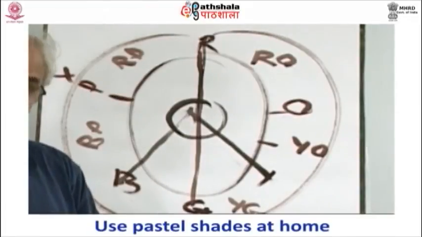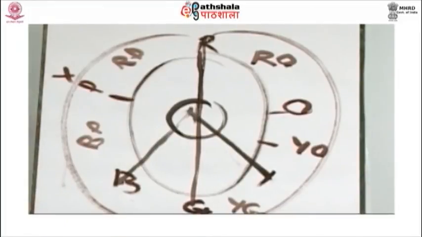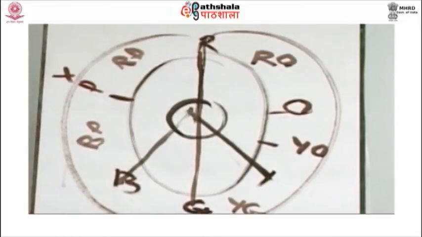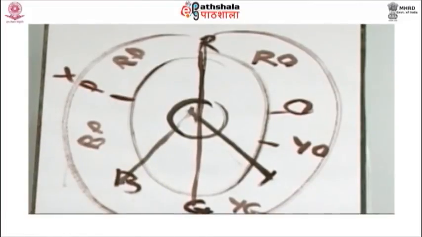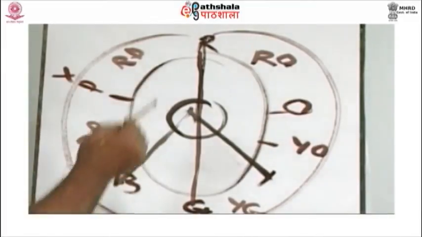Use pastel shades at home. It will allow you to feel peaceful. The rules of color schemes change by the weather condition too. If this room was painted pink or red, you would have started feeling restless very soon. The color red increases muscle tension by 10%.